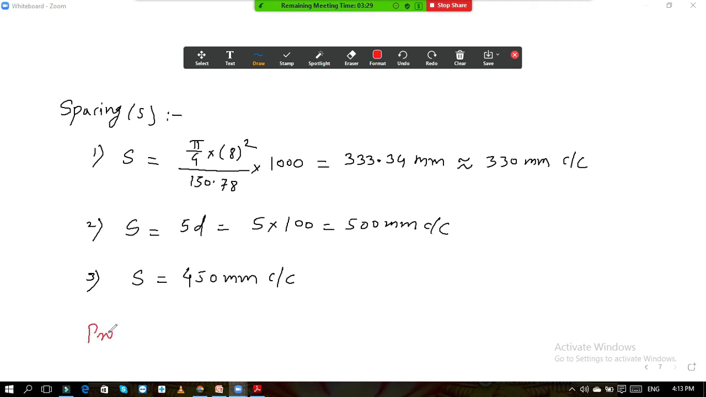So you can write here, provide 3-4 bars of 8 mm diameter at 330 mm center to center. Okay. So this is the design of steel.